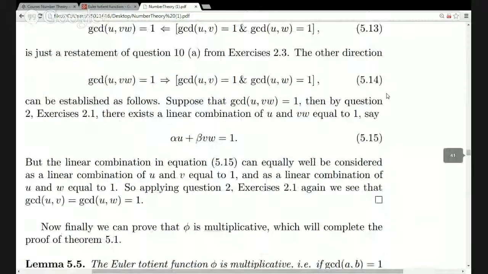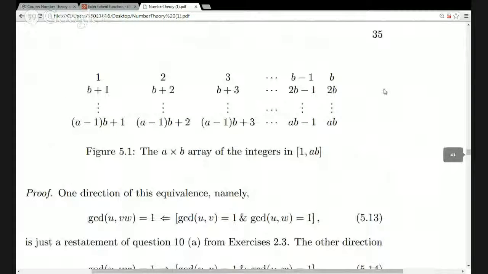But you can have a read through it yourselves. It's just a nice counting argument based on this array. And then we might do a bit of catch-up work on proof techniques and stuff tomorrow as well. Some useful stuff.